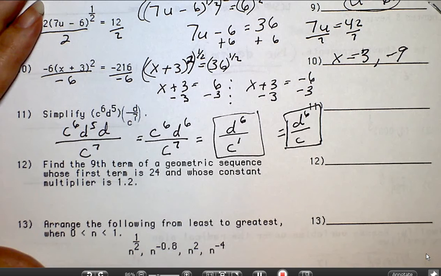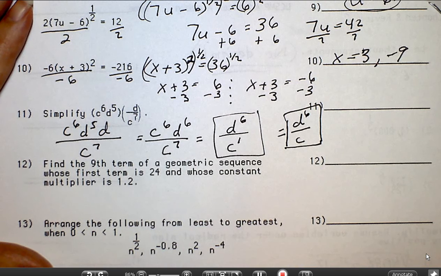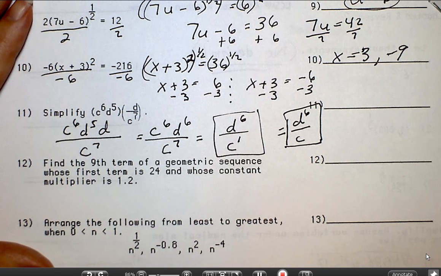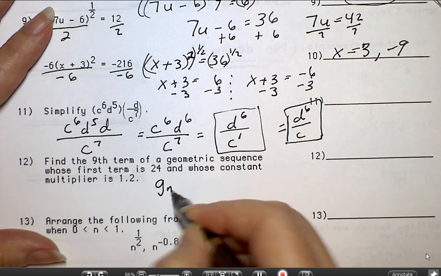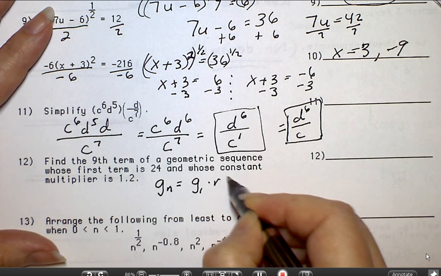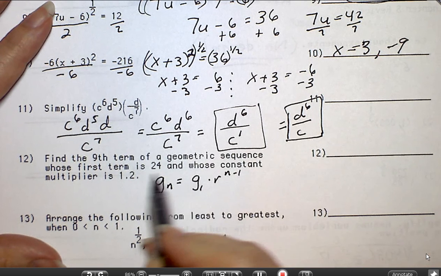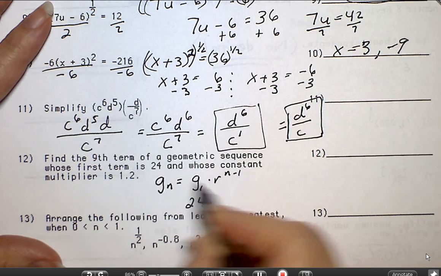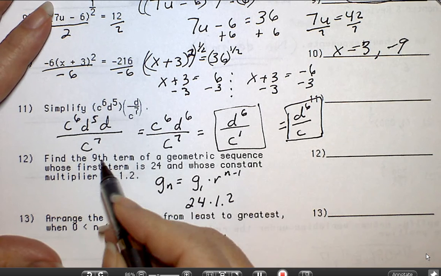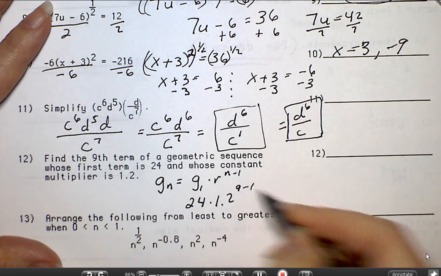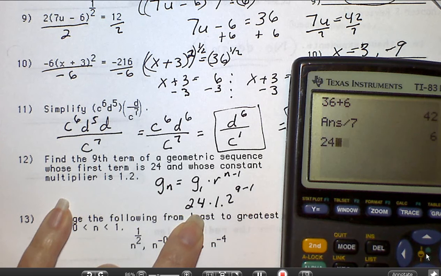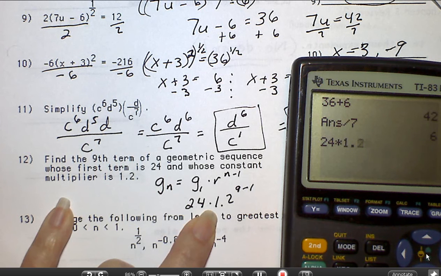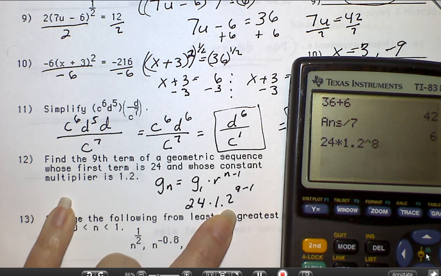Alright. Find the 9th term of the geometric sequence whose first term is 24, whose constant multiplier is 1.2. So the first thing you need to know is the formula. Gn is equal to G1 times R to the n minus 1, where G1 is your first term, so that's 24. R is your 1.2, and your n is your term number, so that means it's 9 minus 1. So in your calculator, I will put 24 times 1.2 raised to the 8. And we get 103.2.